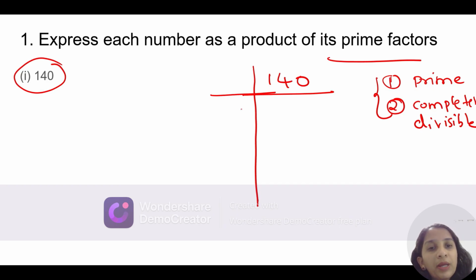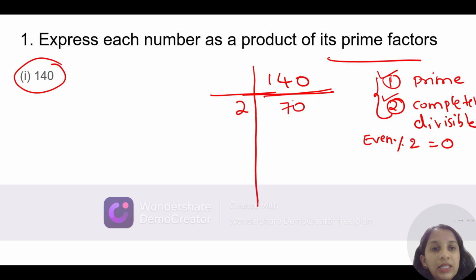So which is the first prime number? The smallest prime number is 2. Can I take 2 to divide 140? This is the first question. Yes, I can take it, because this is a prime number, as well as 140 is completely divisible by 2. Because 140 is an even number, all even numbers will be completely divisible by 2. So here I can take 2 to divide 140.